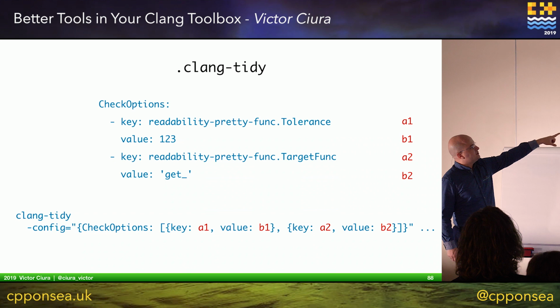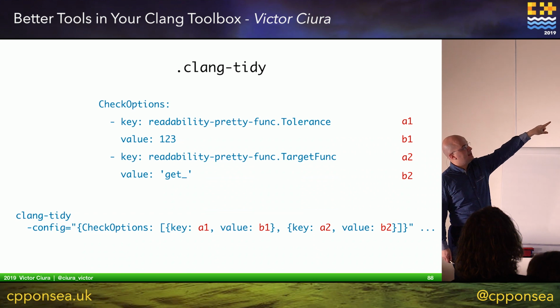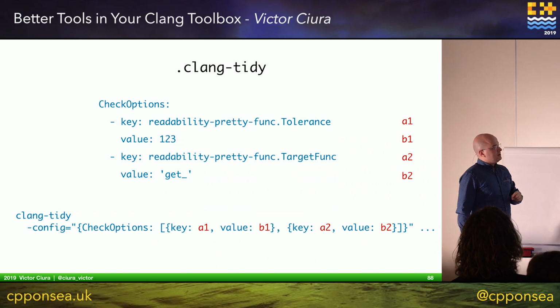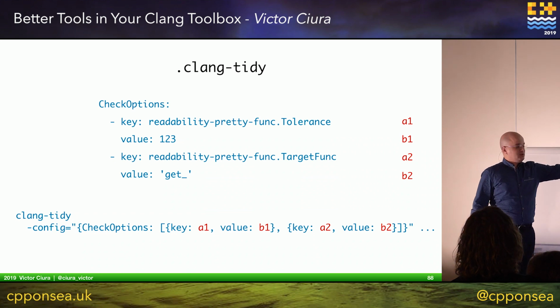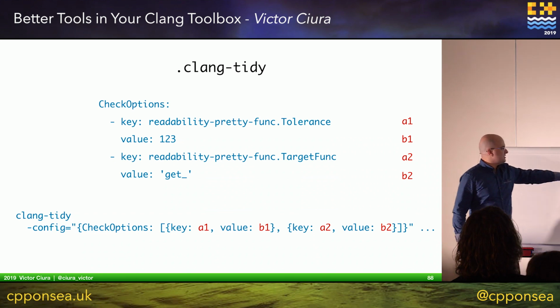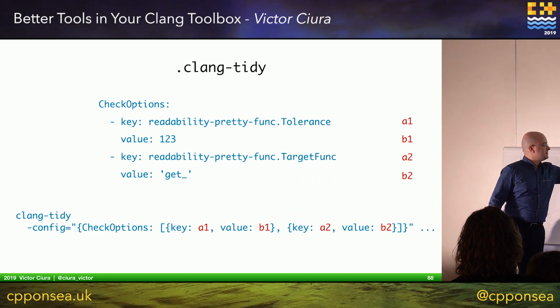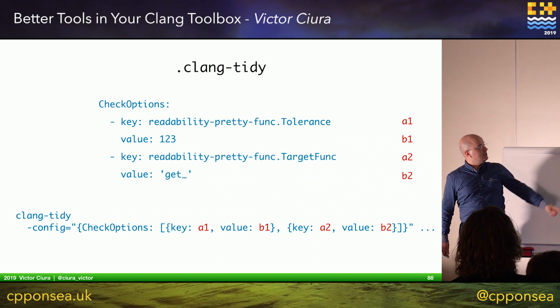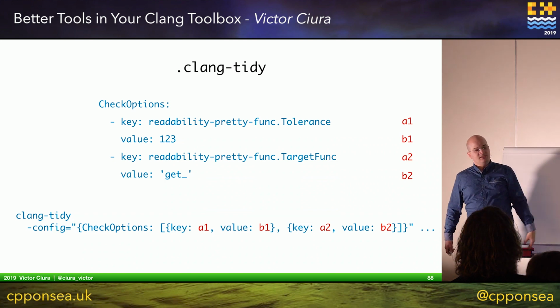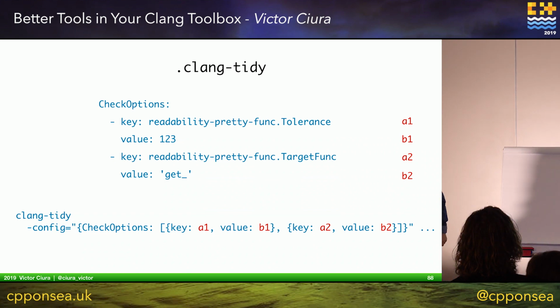This is how you would specify config options in a Clang-tidy configuration file. The default name is .clang-tidy. And I've labeled them A1, B1, A2, B2 there, just for the sake of the slide, so it fits. So this is how the config would look if you passed it in command line format, but it's much more readable in Clang config format, of course.